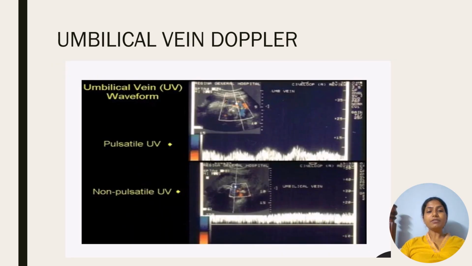And next, coming to the venous Doppler. Usually in the umbilical vein, in a normal case, there will not be any pulsations. So it will be a clean wave. But if there is a pulsatile venous Doppler, that means it is definitely abnormal.